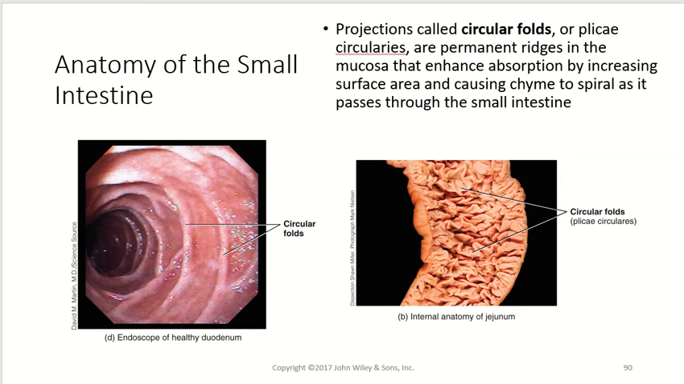So within the small intestine, there are going to be these circular folds, also called plicae circulares, and these are going to be permanent ridges in the mucosa, and these are going to help to enhance absorption. They do this by increasing the surface area, and causing the chyme to flow in a sort of spiral fashion as it passes through the small intestine, and this is going to allow for increased absorption to occur. So here we can see our circular folds. And you can see, this is a little bit of a more expanded image here.